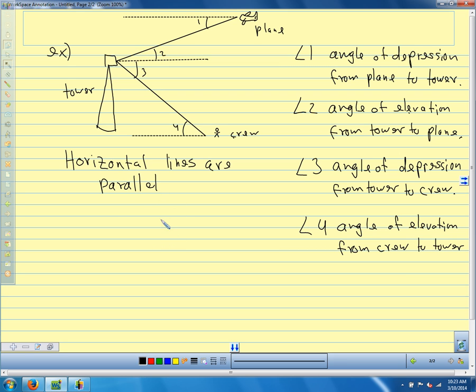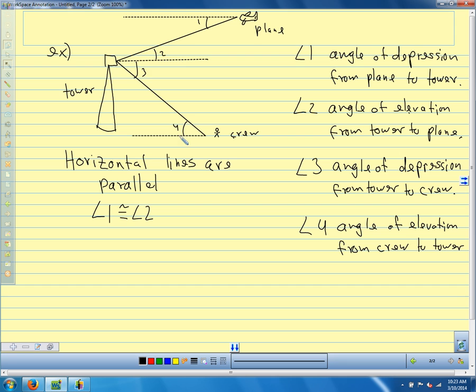Since they're all horizontal, they're all parallel. What does that tell us about angle 1 and angle 2? They're congruent. Angle 1 is congruent to angle 2. What kind of angles are these for these two parallel lines? They're on opposite sides of the transversal, and they're between the parallel lines, so they're interior angles. Alternate interior angles. Angle 1 and 2 are alternate interior angles, so they're congruent.